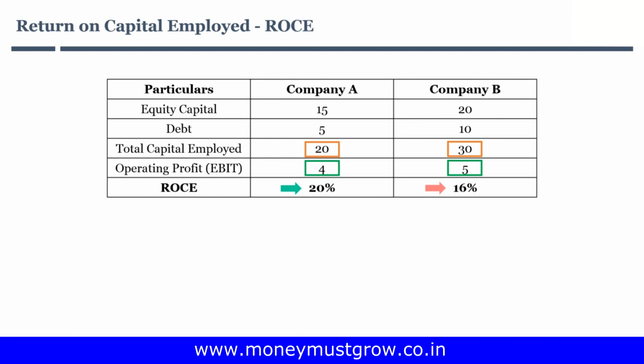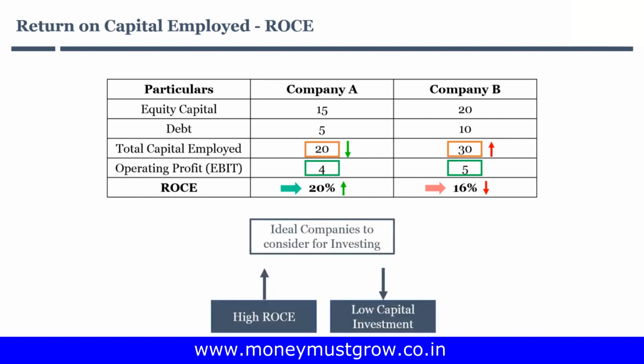You would have noticed company B has lower ROCE despite a higher operating profit. This is because the capital employed by company B is much higher than company A. However, company A has relatively low capital employed and high ROCE. It's important for your business to generate a high return on overall capital employed in order to be more efficient and profitable. You should look out for companies that have the ability to produce relatively high return on low capital investment.